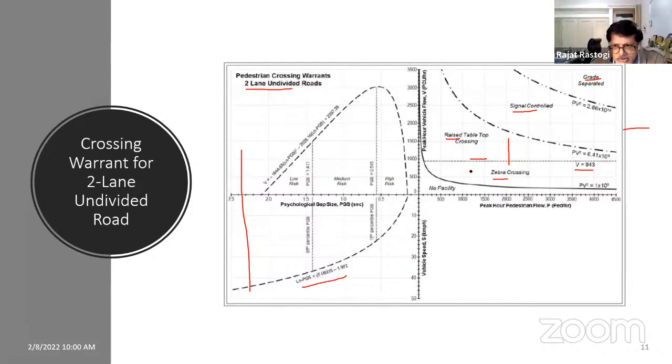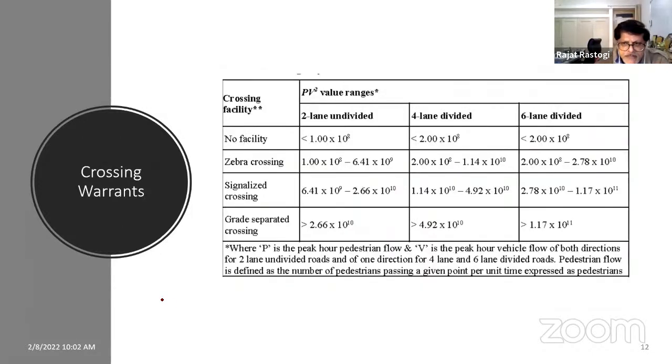It also says that if you are in this particular area and you fall in either a low risk, a medium risk, or a higher risk, then when you are crossing at medium and higher risk, we should provide a higher category of facility as compared to zebra in this case. That means maybe a raised condition or a signal controlled condition. So this is another change, and it is being given for 4-lane, 6-lane, all these cases.